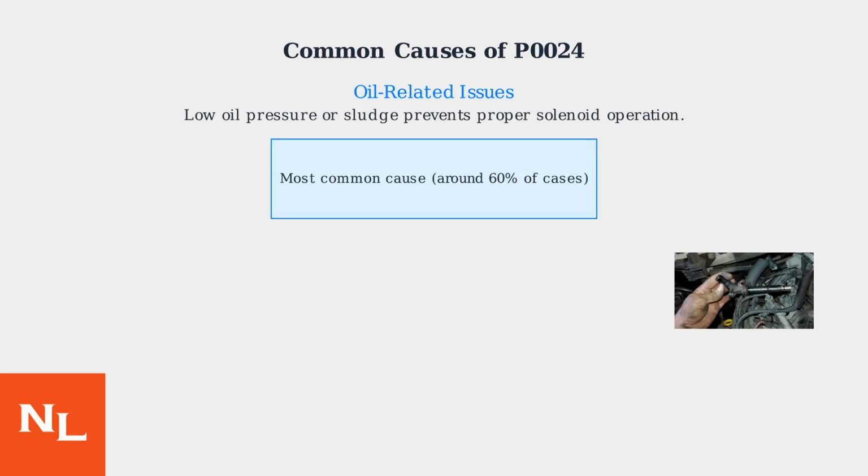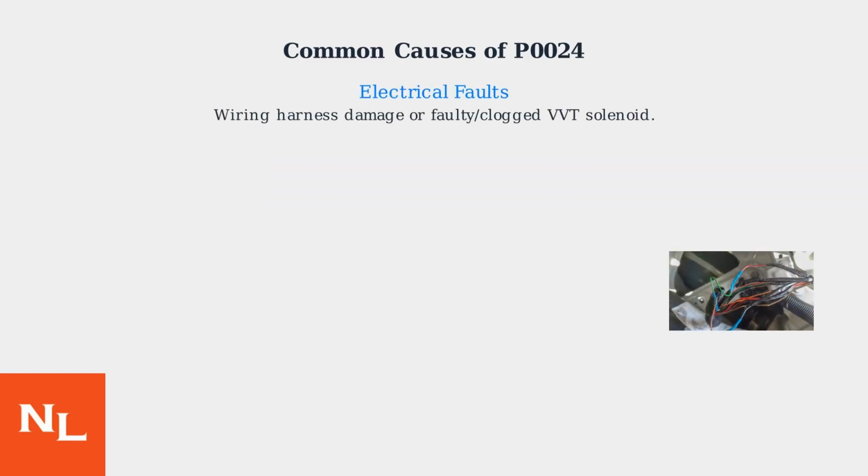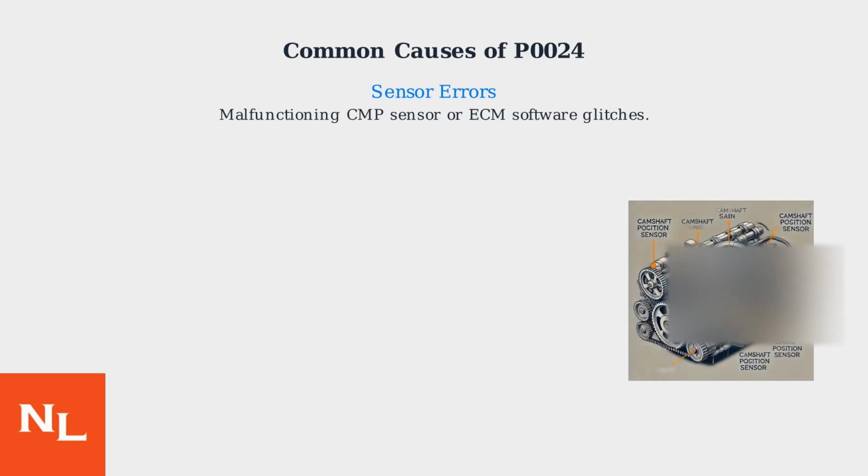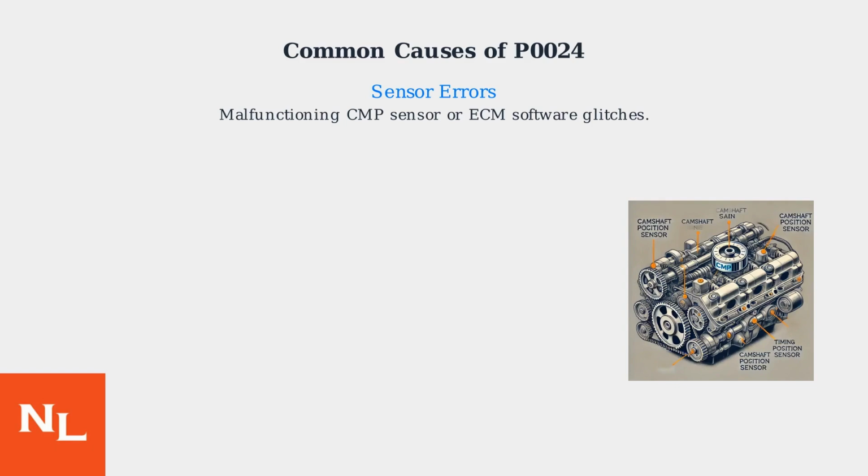Several factors can trigger the P0024 code, with oil-related issues being the most common cause. The most common cause, accounting for around 60% of cases, is oil-related issues like low oil pressure or sludge buildup that prevents the VVT solenoid from operating correctly. Electrical faults include damage to the wiring harness or a faulty and clogged VVT solenoid. Mechanical wear can involve a stretched timing chain or worn sprockets that affect camshaft timing. Finally, sensor errors can stem from a malfunctioning camshaft position sensor or glitches in the engine control module software.